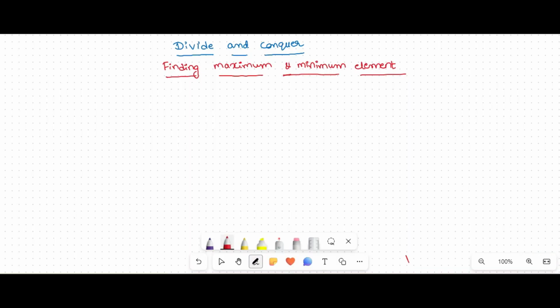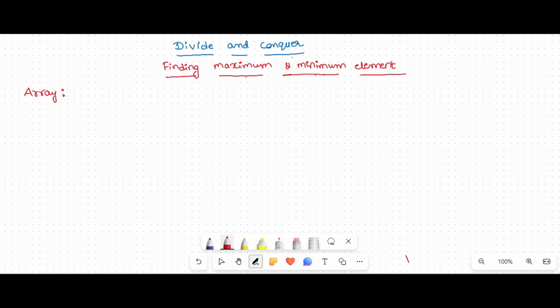Hi students, in this video we are going to discuss another application of the divide and conquer algorithm design technique, that is finding the maximum and minimum element in an array. You know what is meant by an array? An array is nothing but a collection of elements. So a group or a set of elements present together is called an array. From that set of elements we have to find out which is the maximum element and which is the minimum element.